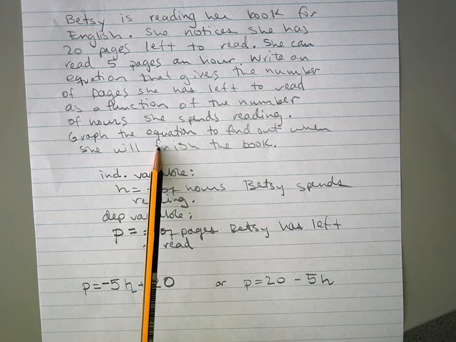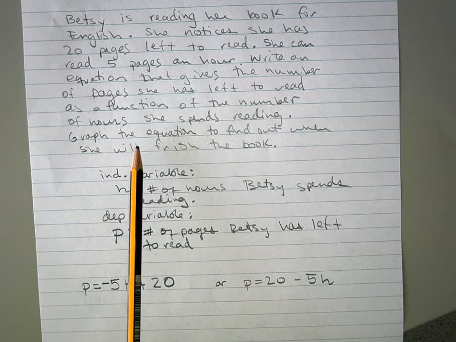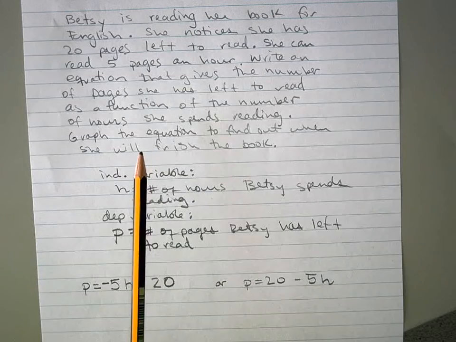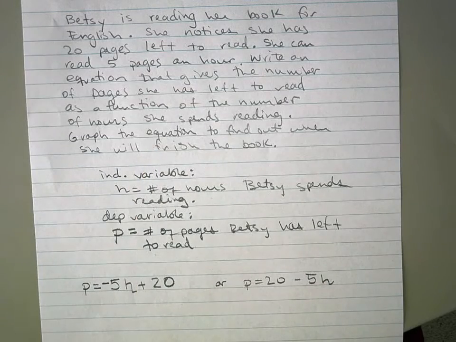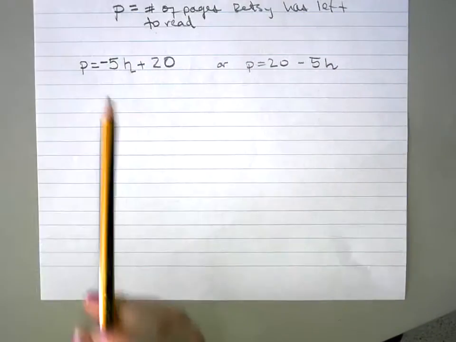And this is going to actually be a special point on the graph, and we'll talk more about that later. But let's first graph it. So we have some space down here. Here's the equation.